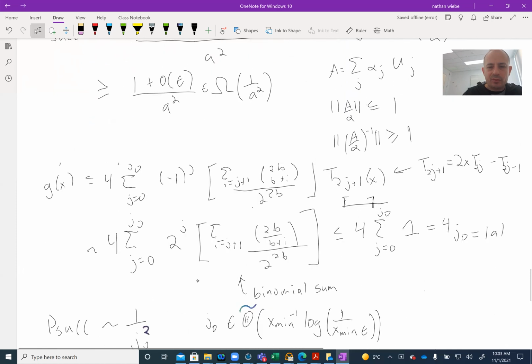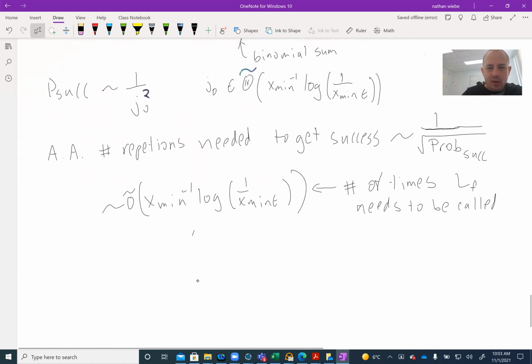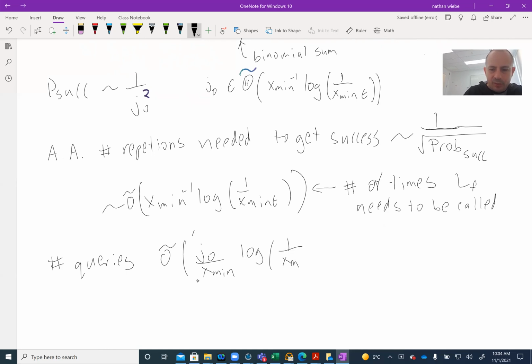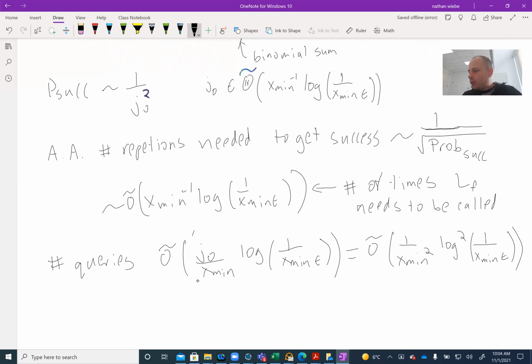So going down to the final expression over here, we end up getting that the total number of queries is in O tilde J0 over X min log 1 over X min epsilon, which again is the exact same thing that we had here already, which is just O tilde 1 over X min squared log squared 1 over X min epsilon. Okay, cool.